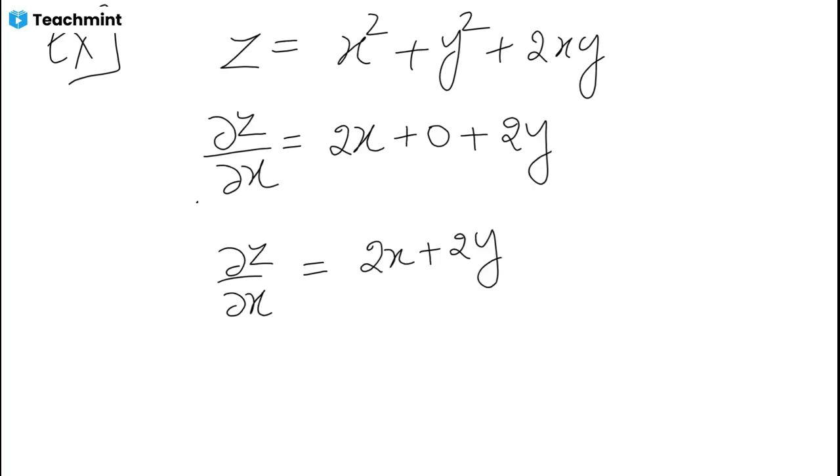Similarly, we'll differentiate with respect to y also. In that case, x square will be 0, so we'll get 2y, and plus, here 2 and x are constant, so we'll write 2x. So these are partial derivatives.